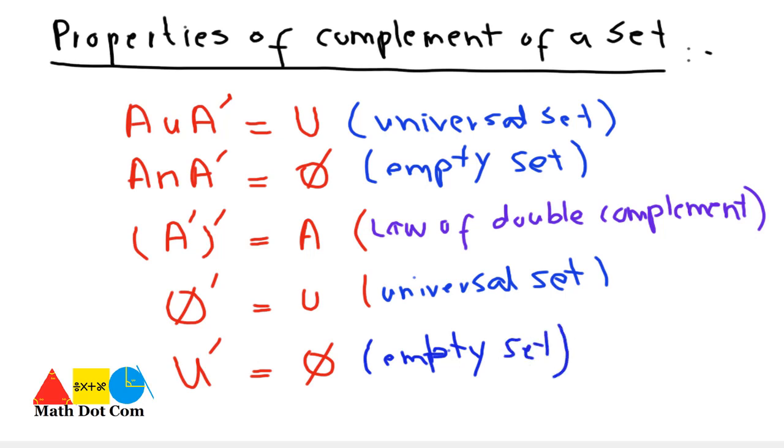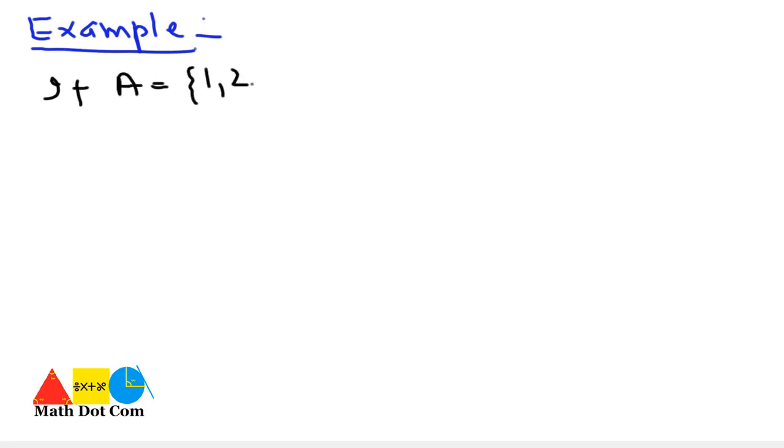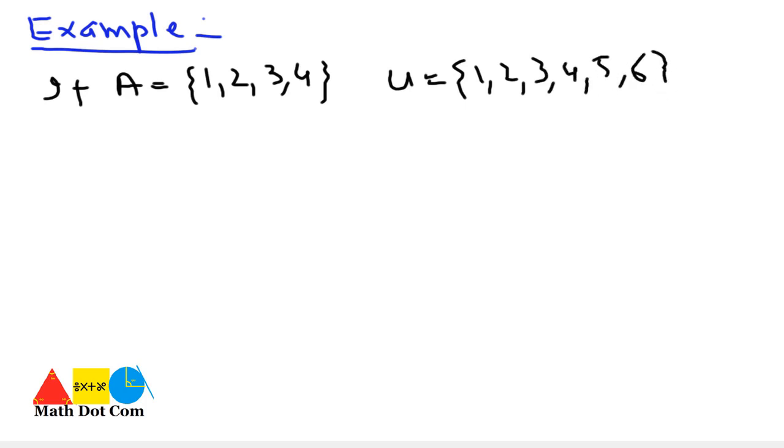You can also prove these properties by taking examples. We will take an example, then we will also prove one or two of these properties for your convenience. Let's see how you can find a complement of a set if you are given the set. Example: if A is equal to 1, 2, 3 and 4 and U is equal to 1, 2, 3, 4, 5 and 6, then you have to find its A complement.